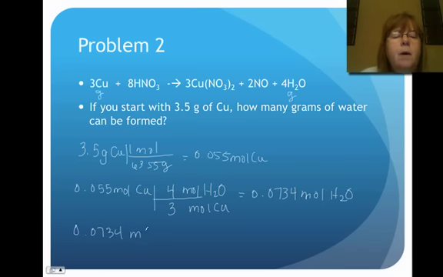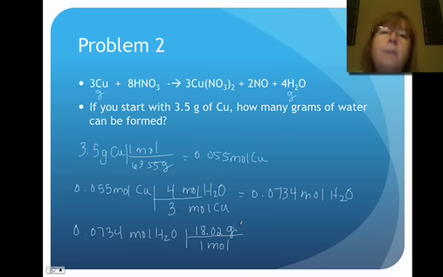0.0734 moles of water. We have moles and we want grams. In 1 mole of water, there is 18.02 grams. That's the molar mass of water. We've used it before, so that number should sound familiar. So 0.0734 times 18.02 is equal to 1.3 grams of water.